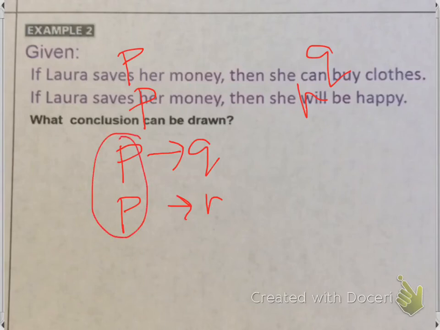This time it's the P's that are the same, so I can use Q going to R, which means if we're looking at it, if she buys clothes is what Q stands for, and then R is she will be happy. So we can conclude that from example 2.